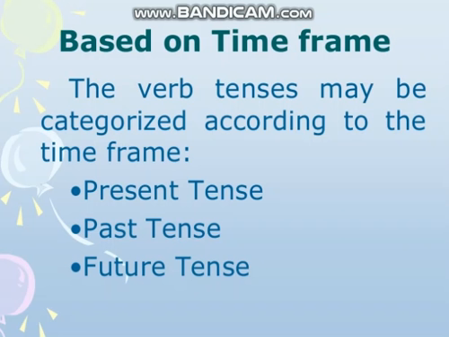Based on the time frame, the verb tenses may be categorized. Tenses have three main types: present tense, past tense, and future tense. Let's discuss them one by one.